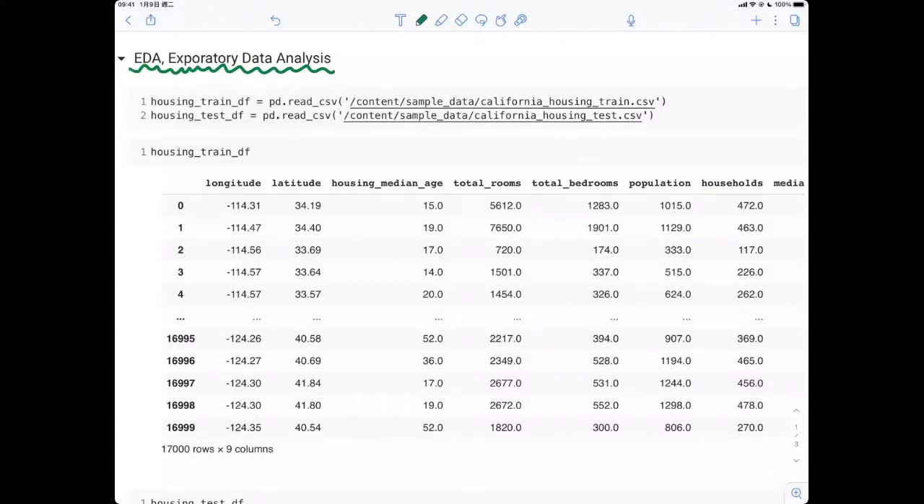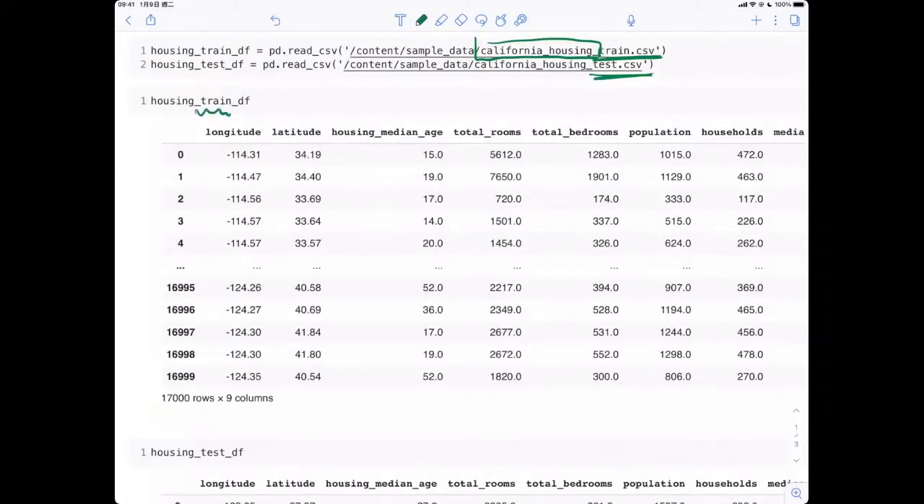So I provide two data sets. One is for training, the other is for testing. This is called housing data, California housing data. We have two data sets. One is train, the other is test. For training data, the table looks like this.